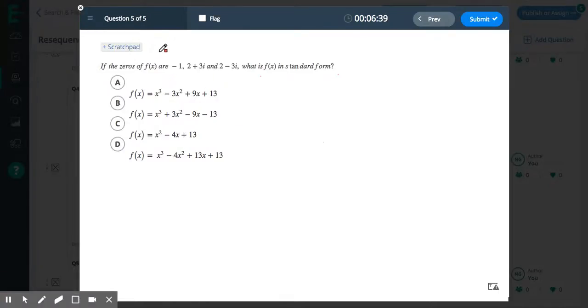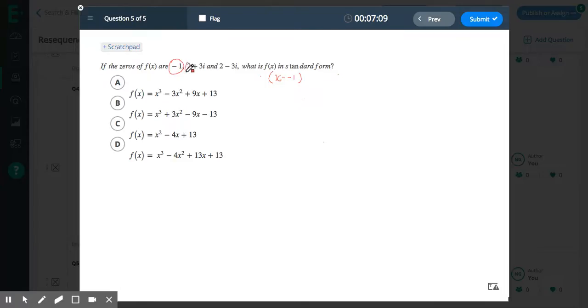If the zeros of f of x are -1, 2 plus 3i, and 2 minus 3i, what is f of x in standard form? Since we have the zeros, then we can write the factors of f of x. So the first zero is -1. The factor of f of x for that is x minus -1.